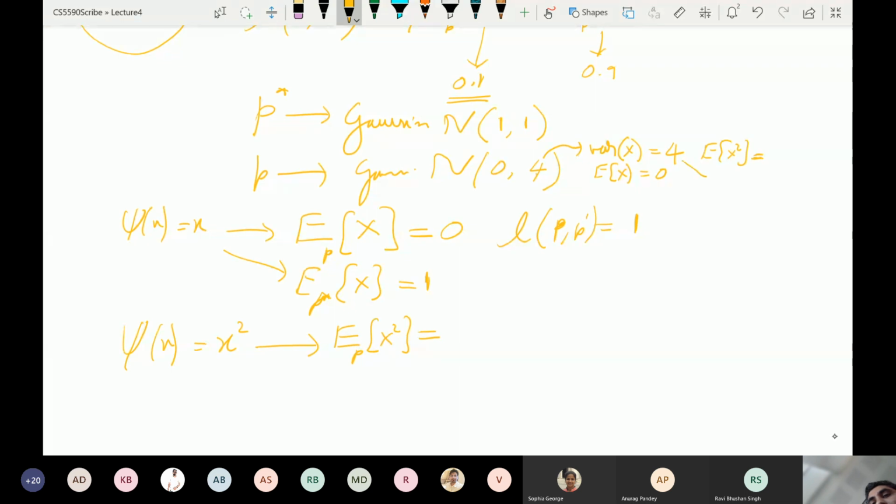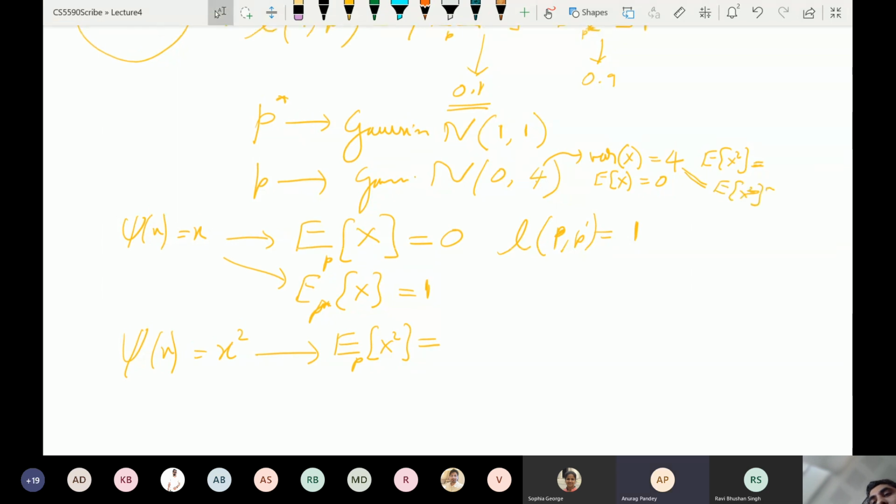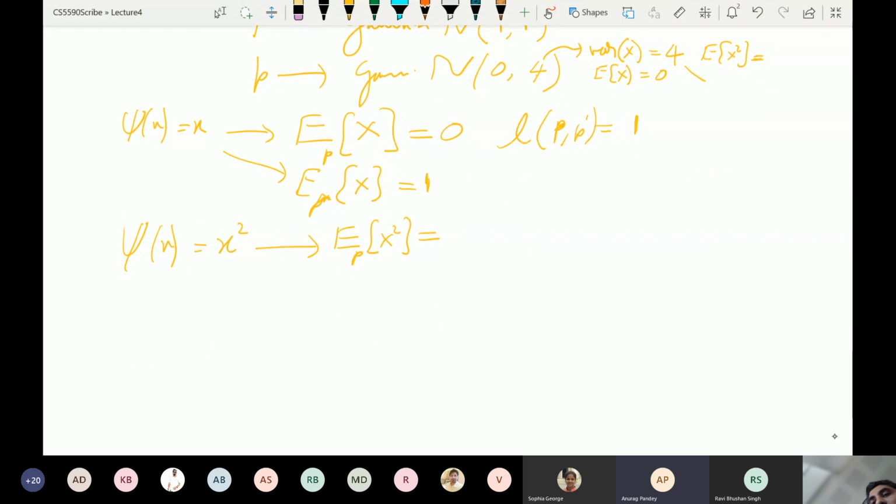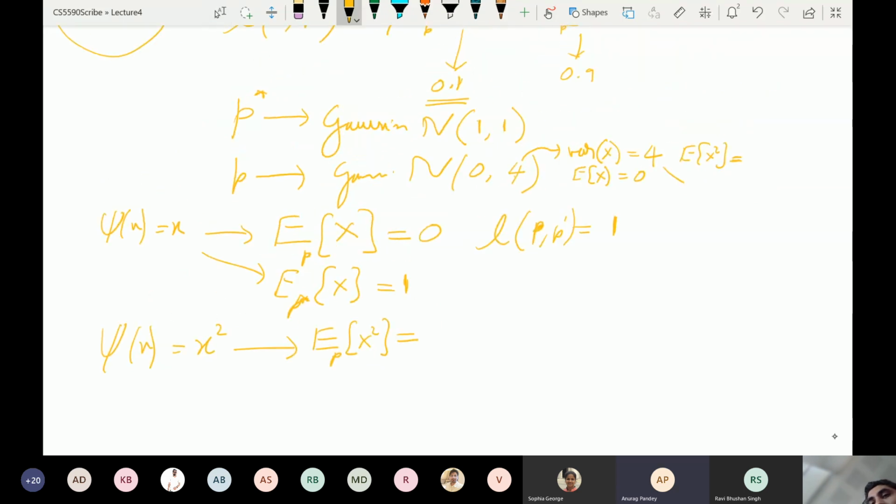What is the variance formula? It is the expectation of x square minus the expectation of x, whole square. So what is this in this case? It would be 4 equal to the expectation of x square minus 0. So 4 plus 0, right? What is 4 plus 0? 4.